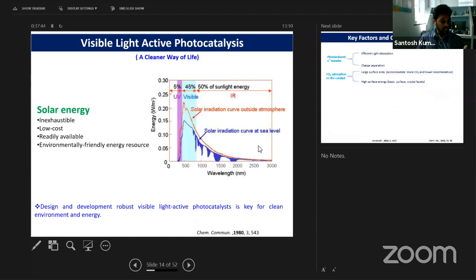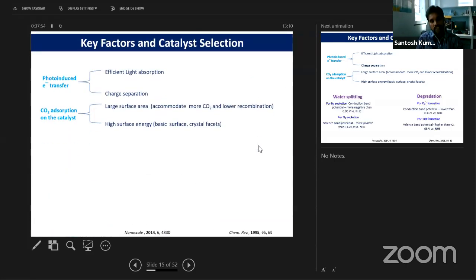So basically, the design and development of robust and visible light active photocatalysts is key for clean environment and energy applications, right? So I'll summarize these key factors, and how do we select the catalyst for a particular application. In terms of the light property, what is important is that your catalyst or material is good enough to absorb the visible light. That's very important. And it should also be able to separate the electron and hole, so that these electrons and holes, maybe I can say charge carriers, can participate in a redox reaction.